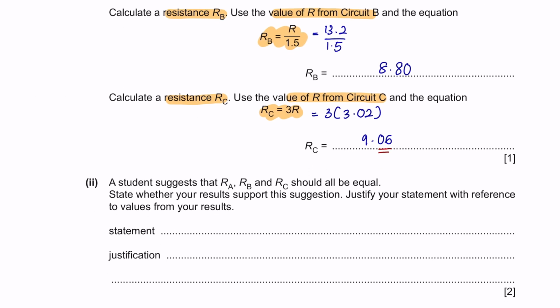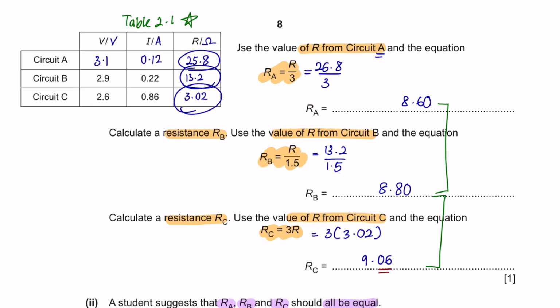Next, part 3. A student suggests that RA, RB, and RC should all be equal. State whether your results support this suggestion and justify your statement with reference to values from your results. So let's first find out how different are these values to each other? You can see that they're not much of a difference, but let's find out in percentage what are their differences.